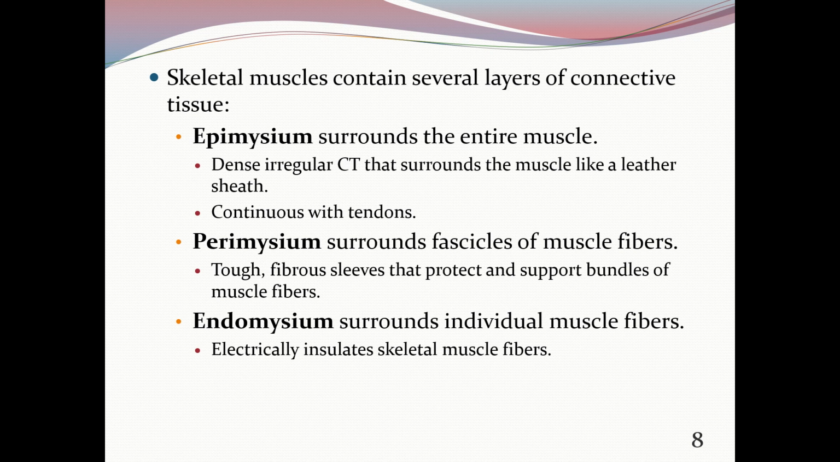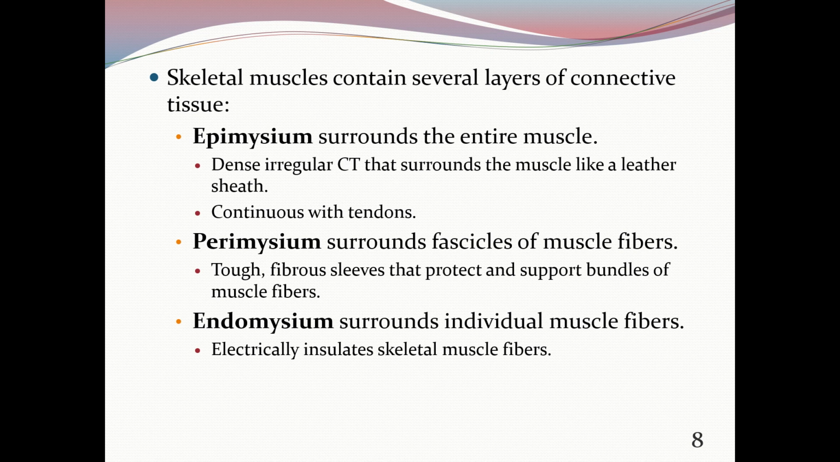It is a dense irregular connective tissue that surrounds the muscle like a leather sheath, and it is continuous with tendons. And the tendons themselves are dense regular connective tissue, but they merge into the epimysium as dense irregular connective tissue. The perimysium surrounds the fascicles of the muscle fibers, and it is also dense irregular connective tissue, so it will be tough fibrous sleeves that protect and support the bundles of muscle fibers within.